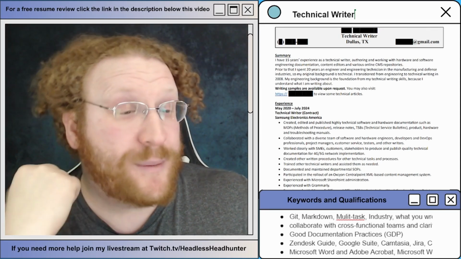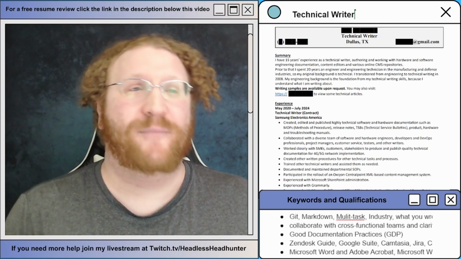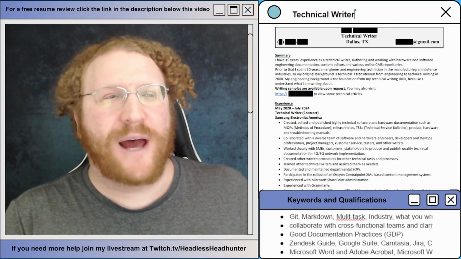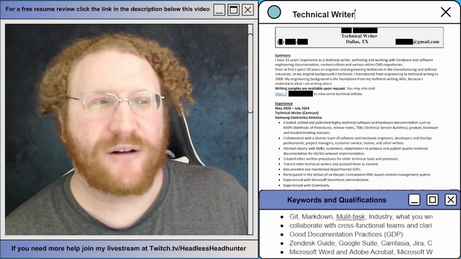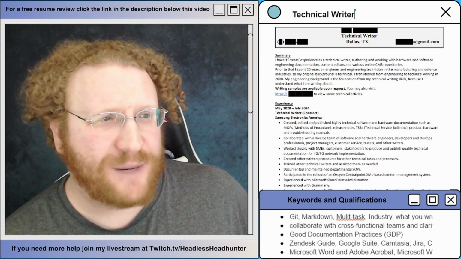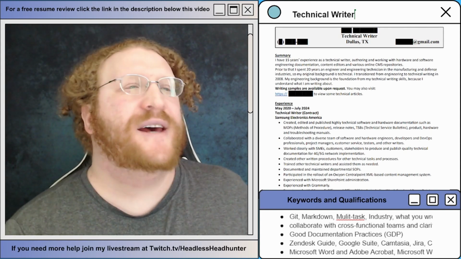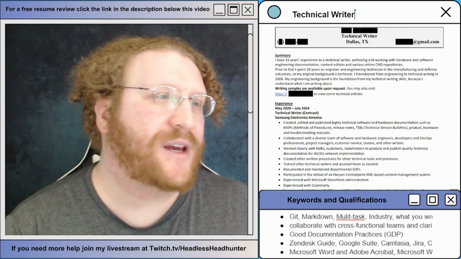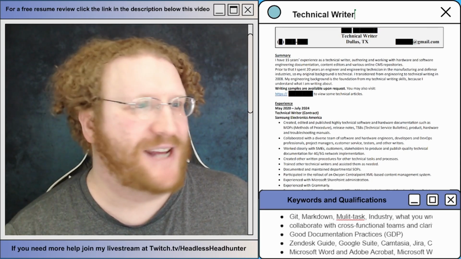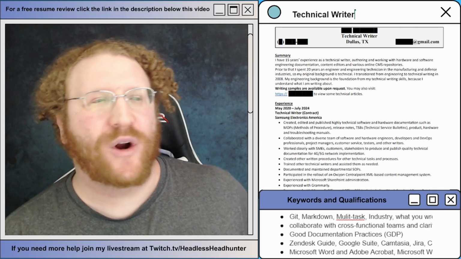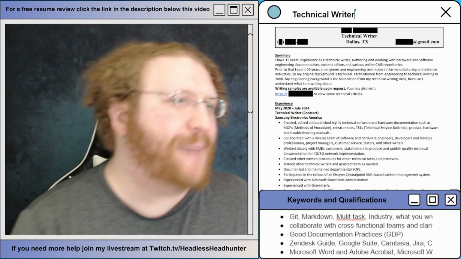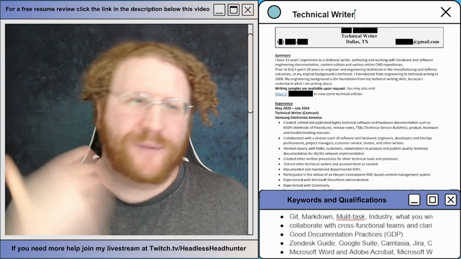So we're going to be looking for a lot of industry-specific stuff, but get the specific industry which you wrote for, how you collaborated with cross-functional teams and clarified technical concepts. That was across most of them. Good documentation practices, I think that's GDP, I may be incorrect. Zendesk, Google Suite, Camtasia, Jira, Confluence, Snagit, and Audacity. The audacity of these words. Microsoft Word, yes, that is important. And Adobe, Excel, Visio, and Captivate. So those are going to be some of the keywords.